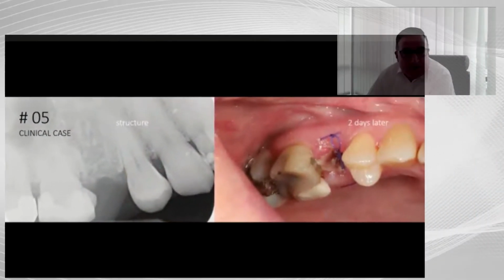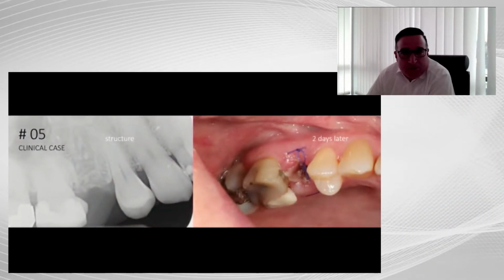So here you can see the X-ray after extraction. Please notice, dear ladies and gentlemen, how homogeneous the material is radiologically. It seems almost identical to the surrounding bone. This is something that I always find very interesting.